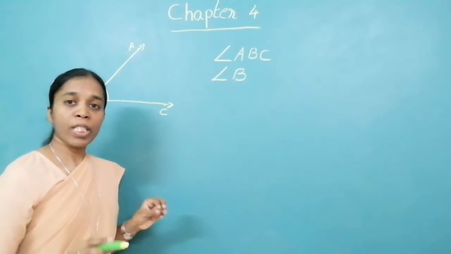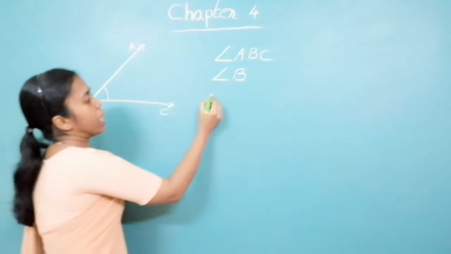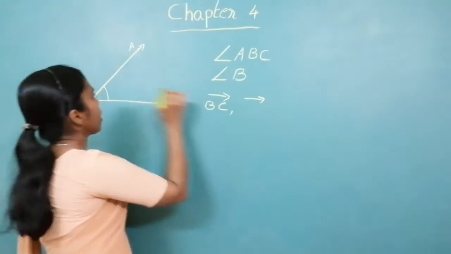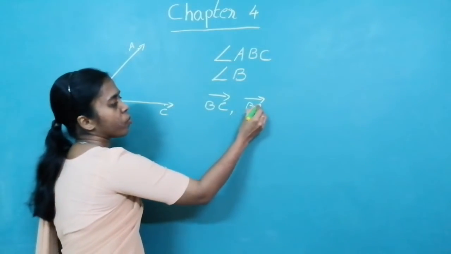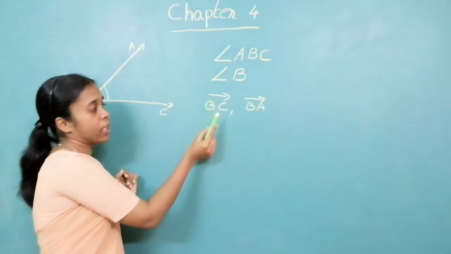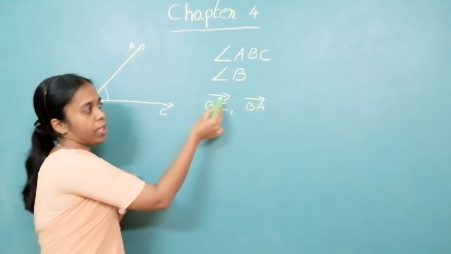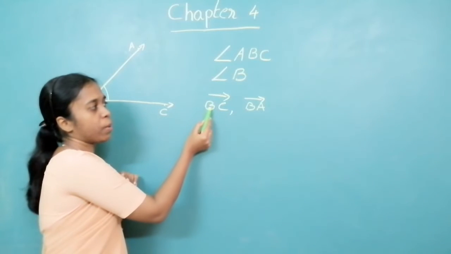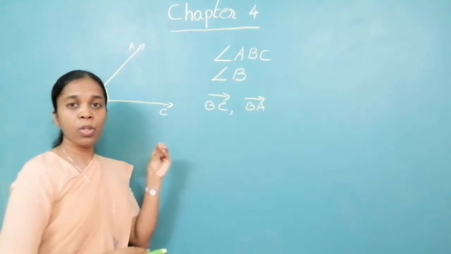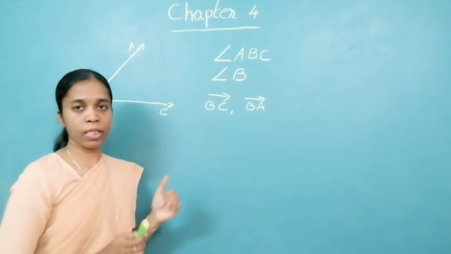Now, which are the two arms of the angle? Arms of the angles are ray BC and ray BA. Please take note how I have written the ray also. This is the end point of the ray. That means at B it cannot extend further. They extended as C. We say either B as the end point or the origin. So these are the two arms of the angle. This is what you have already learned. This is just a revision.